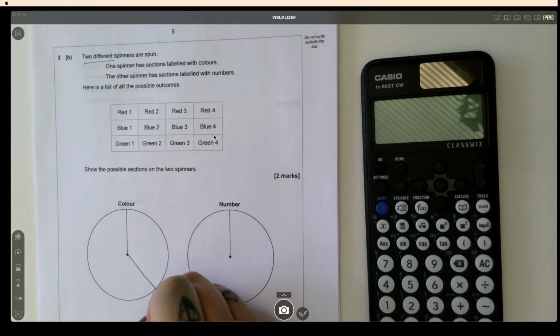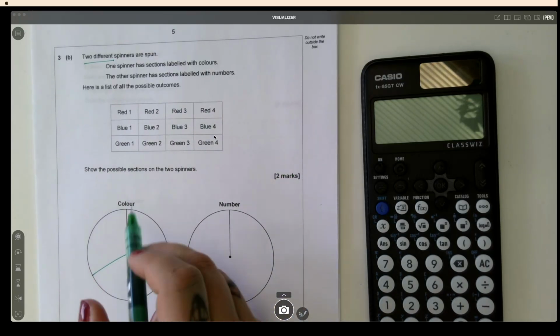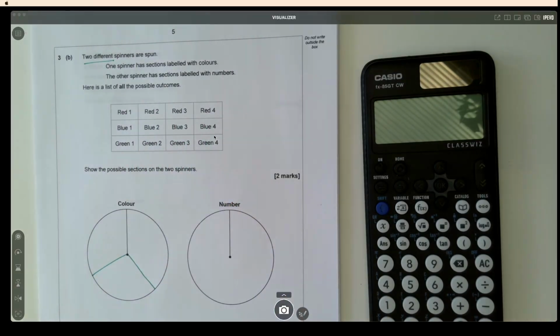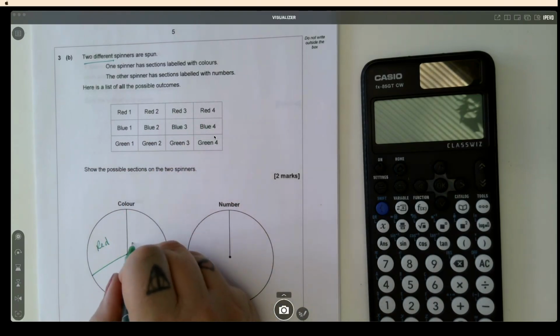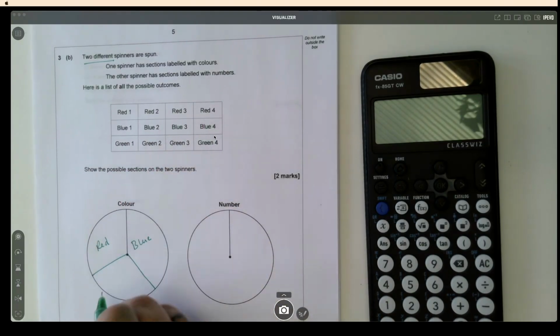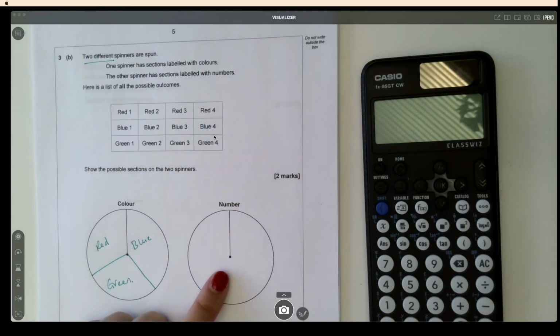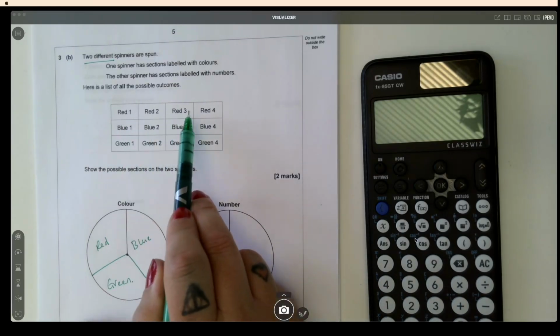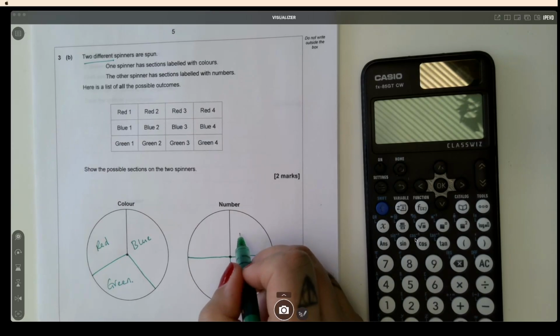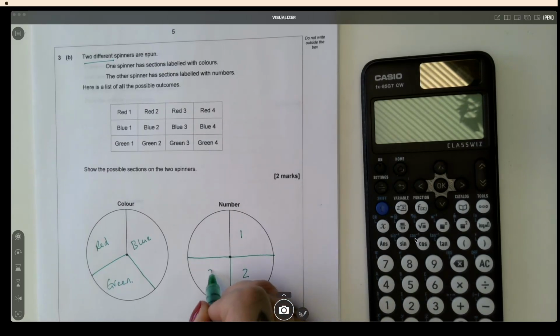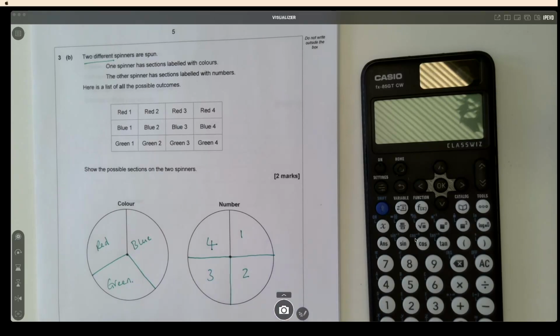So we could just split that into 3 sections. It doesn't matter about the size because we haven't been given the probability, but we need to make sure that there's a possibility of landing on red, a possibility of landing on blue, and a possibility of landing on green. Now we need to do the number spinner. So the number options for that spinner are 1, 2, 3 and 4. So again, it doesn't matter how we split this, but we need an option for 1, 2, 3 and 4.